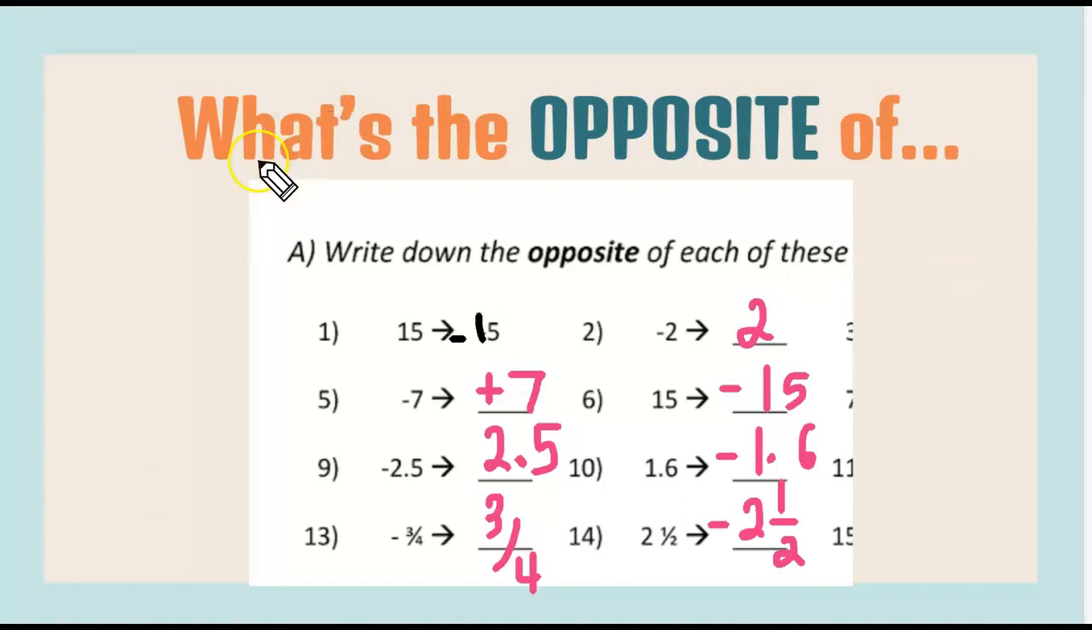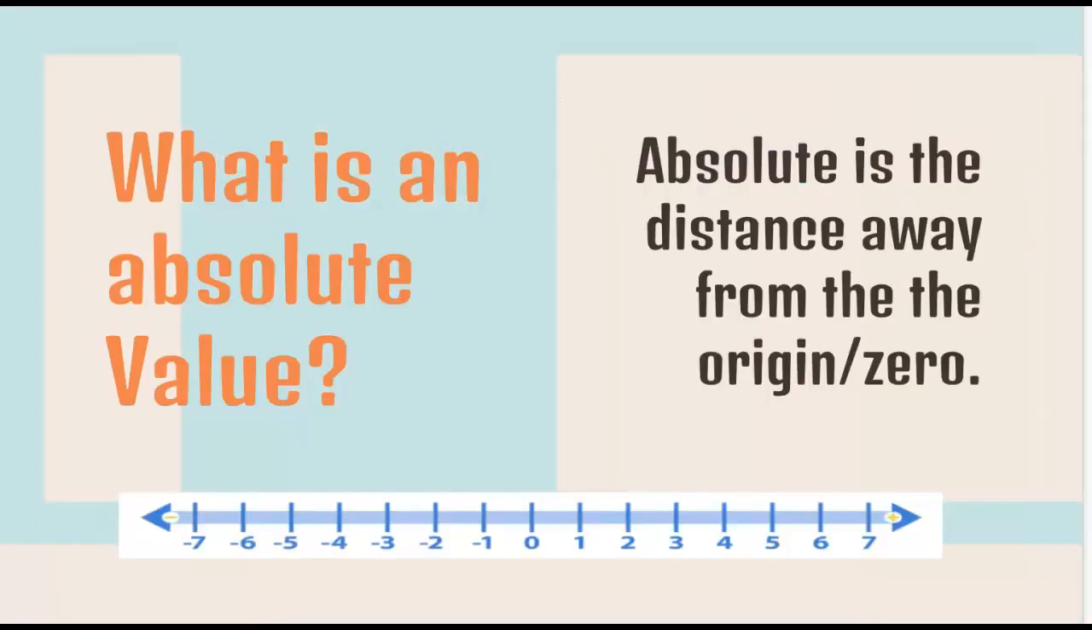Okay, so remember, the opposite is just the other representation in the number line of that number. Either it's on a positive side or a negative side, so they become the opposite of each other. So at this point, we're talking about what an absolute value is. An absolute value is the distance away from the origin, wherever your starting point is, or from zero. But usually we start at zero. So when we talk about distance, it will always be positive.